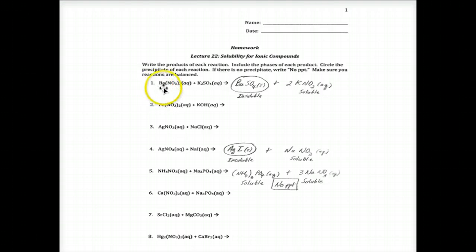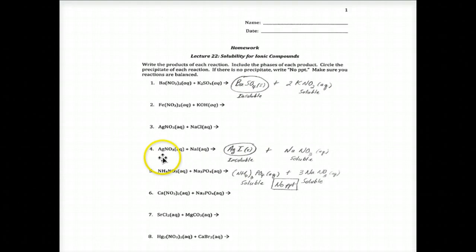Notice here, barium cation will bind with sulfate anion and form barium sulfate, which is insoluble because the sulfate ion, when it's bound to barium, is insoluble according to table 4.1. Potassium nitrate: the potassium ion right there will bind with the nitrate ion, and that should be NO3, and it will form a soluble compound because all compounds containing NO3 are soluble. This is insoluble, so it is the precipitate.